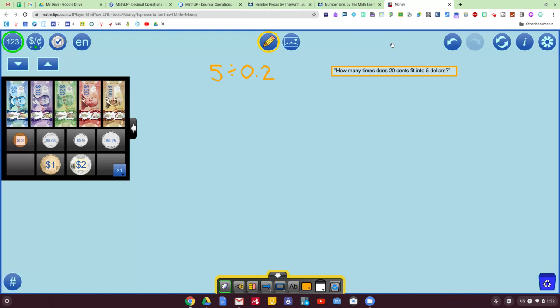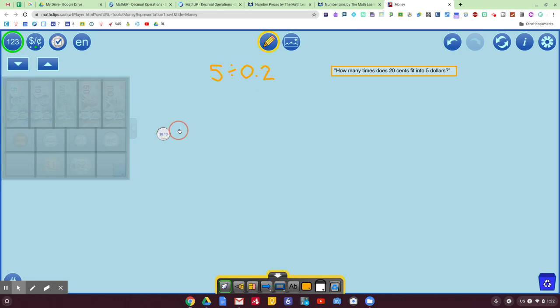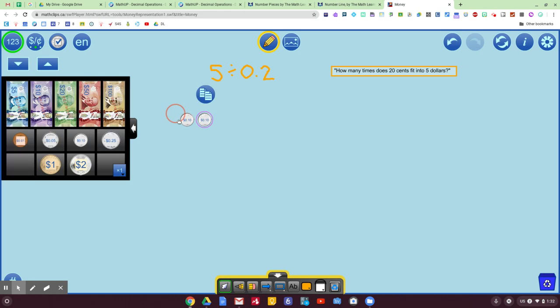The last thing I want you to think about is money. So money can help simplify decimals a little bit. You could think about this as how many groups of 20 cents would you need to make up $5? So I could pull out 20 cents here. So there's 1 group of 20 cents, 2, 3, 4, 5.